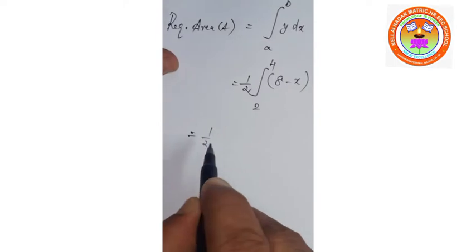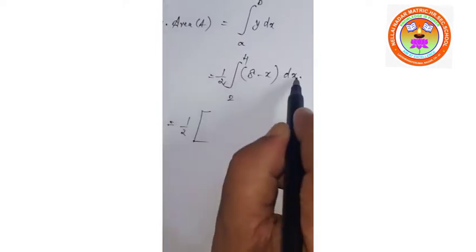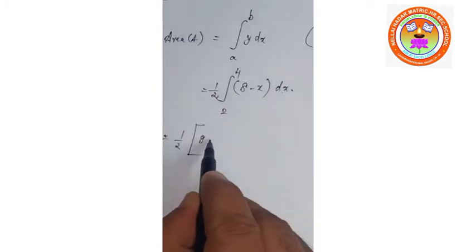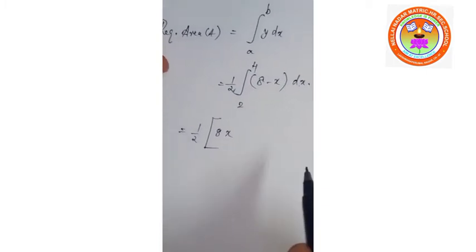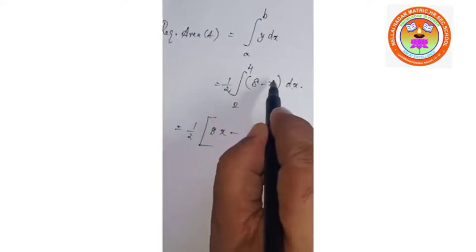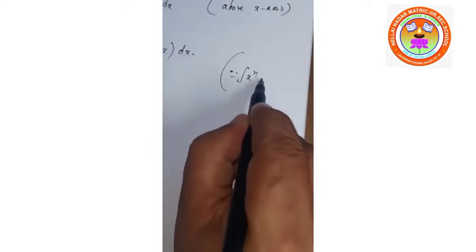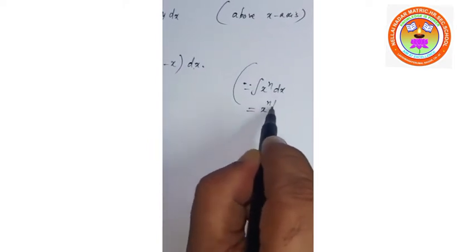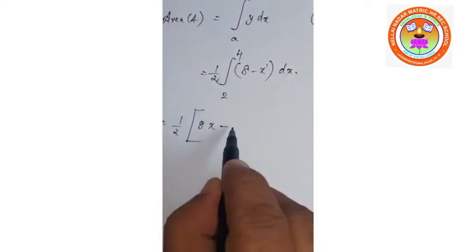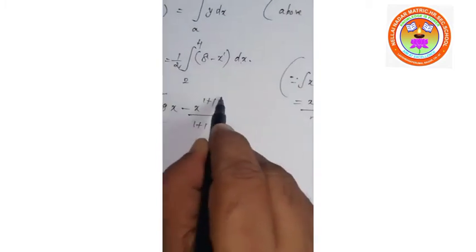Write it as it is. 8 dx, you can directly integrate 8 dx. Write the constant 8 as it is, so the integration of dx is x. You already learnt that in the previous chapter. Minus x, here x power 1, isn't it? We know the formula for the integral of x power n dx is x power n plus 1 divided by n plus 1. So this is x power 1, so it can be x power 1 plus 1 divided by 1 plus 1 according to this formula.